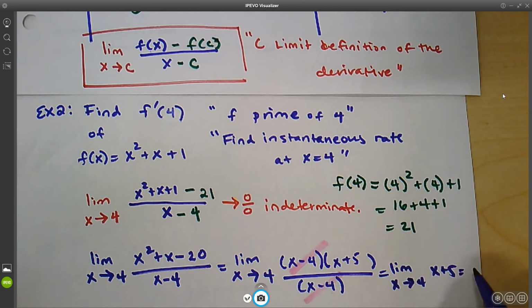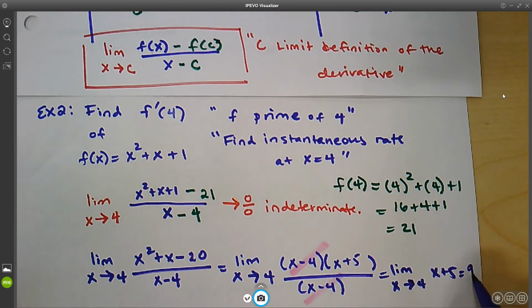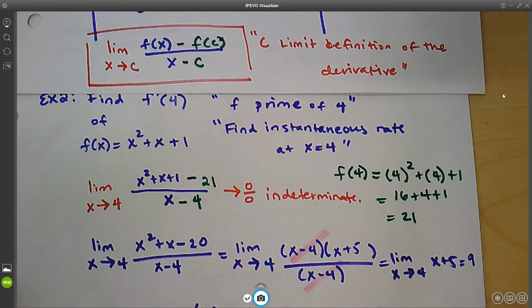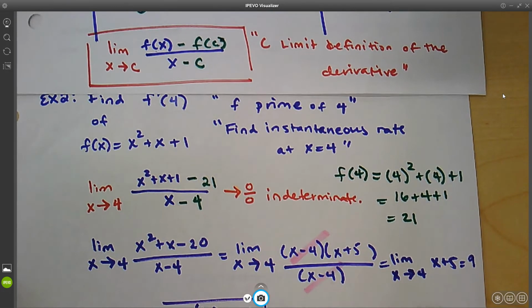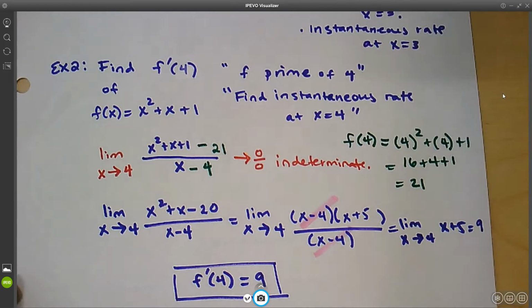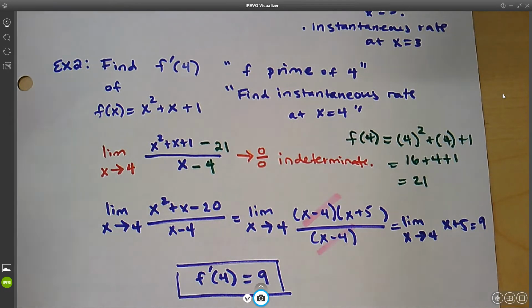So your answer is 9. Okay, that is the slope at the instance x equals 4. So you can communicate f prime of 4 equals 9 as your answer.